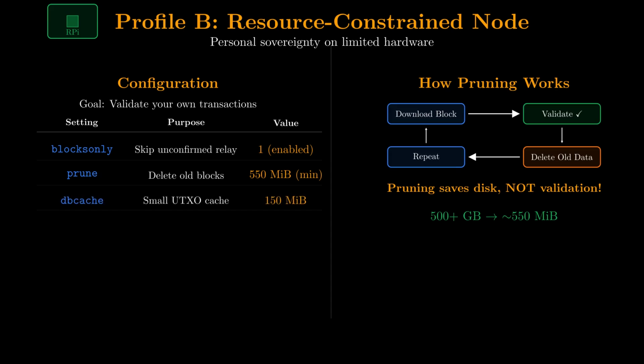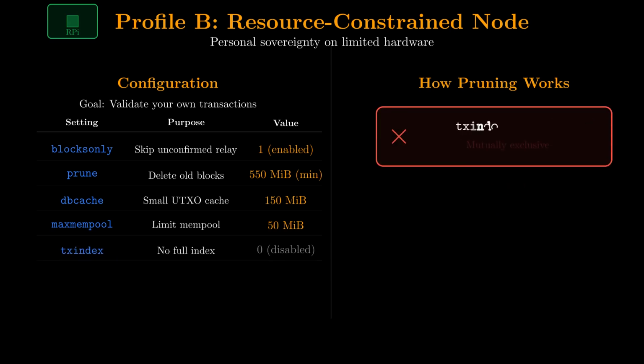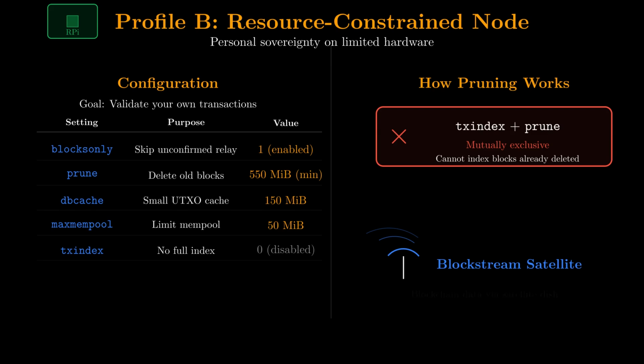Set dbcache to 150 megabytes to conserve RAM. Cap maxmempool at 50 megabytes. One hard constraint, txindex and prune are mutually exclusive. You cannot build a full transaction index from blocks you've already deleted. For bandwidth-capped connections, Blockstream Satellite can deliver blockchain data via satellite dish instead of internet.